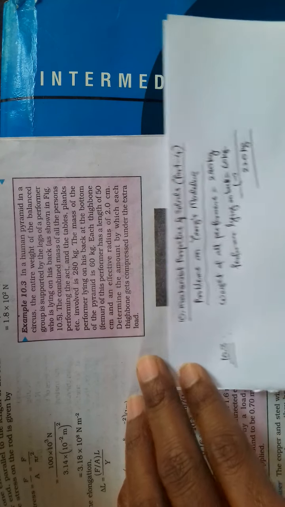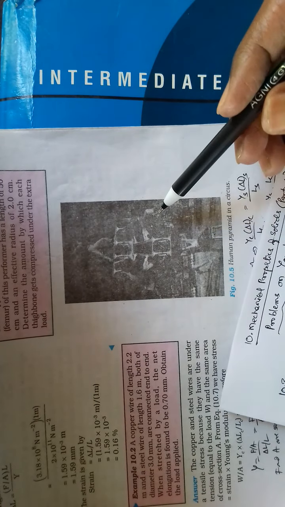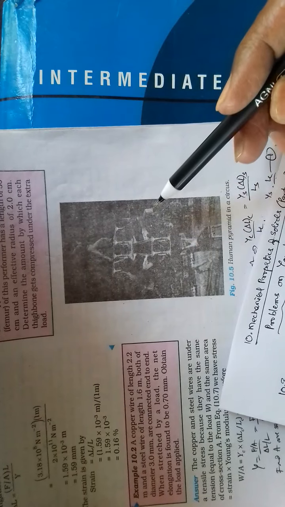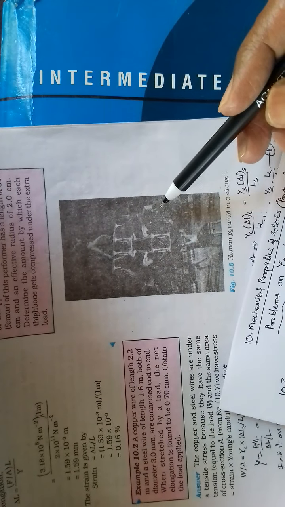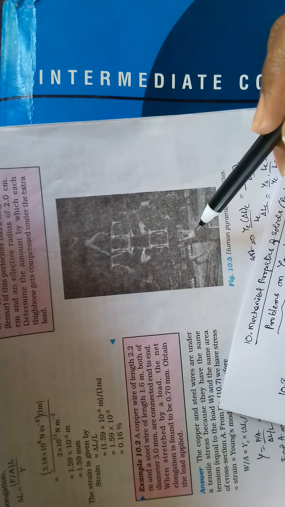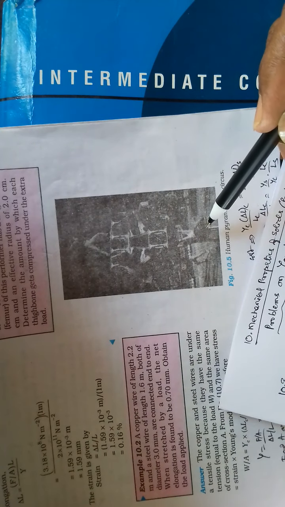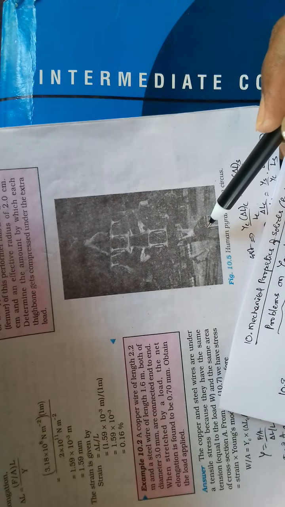This you can see in the figure. Here he is lying on the back, and all the other persons, tables, and all those, he is carrying the entire load on his two thighs, on two thigh bones. So he is not carrying his own weight, therefore we deduct his weight from the total weight.